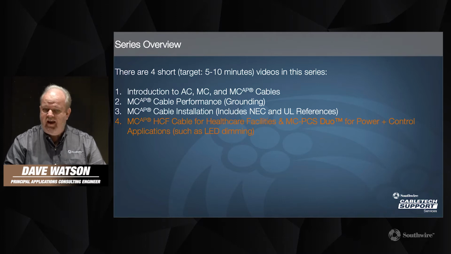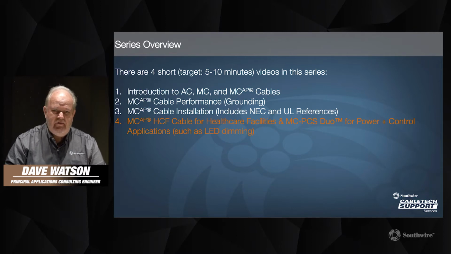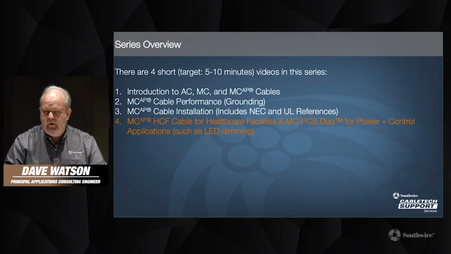Now, there are 4 short videos in this series, and as I mentioned earlier, this is the 4th in the series, the last one. The first video is an introduction to AC and MC and MC-AP cables. So this gives you the history, if you will, the background information for all of these products. A short description of what the pros and cons are for those products. The second video is a deeper dive into the performance of MC-AP cable, especially in regards to grounding. The third video is of primary interest to the installers and the inspectors out there.